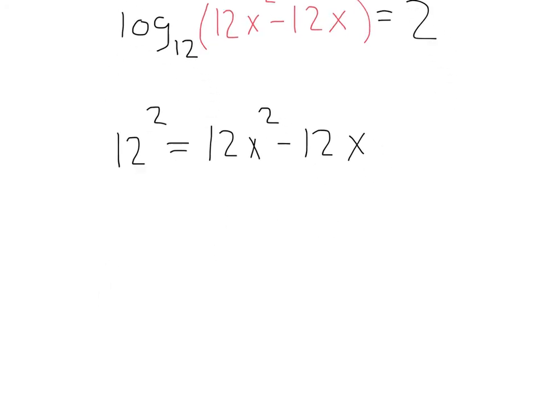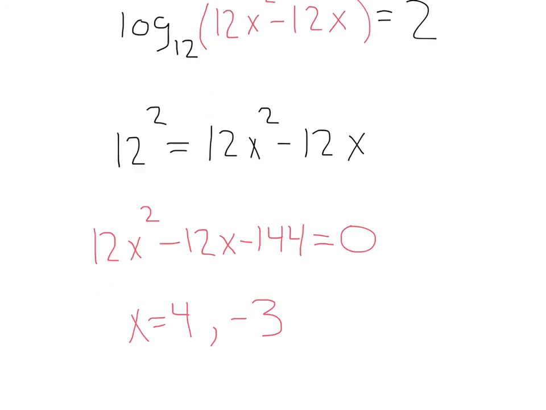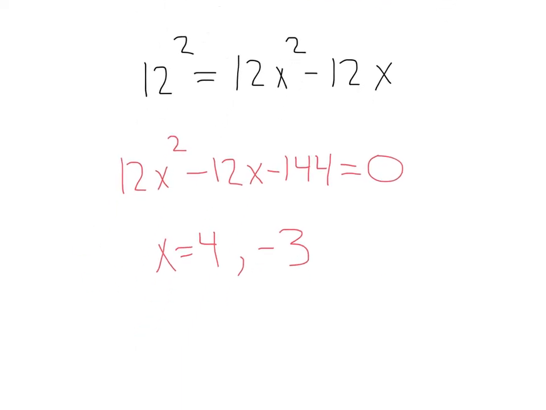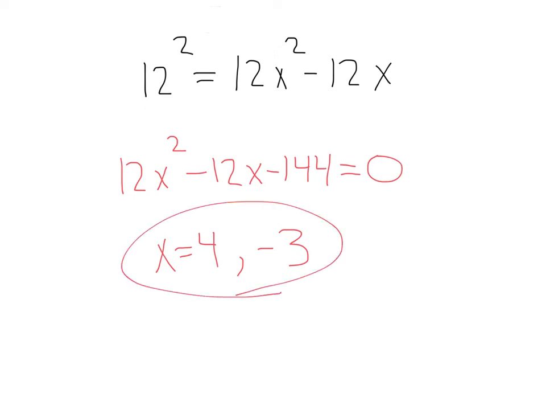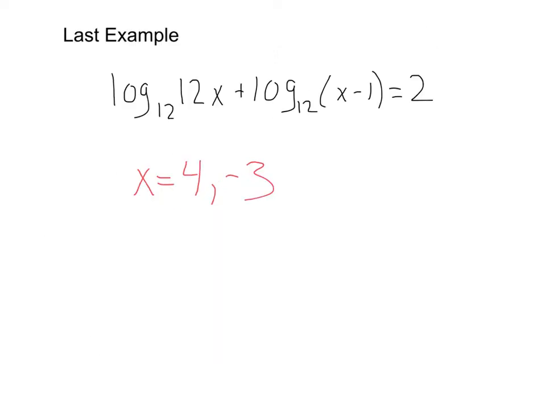From there, let's just go ahead and solve like a normal quadratic. Doing that, we get 12 squared, 144, subtract that over. We're going to get 12x squared minus 12x minus 144 equals 0. We can factor that out or use the quadratic formula, and we're going to get answers of x equals 4 and negative 3. But we do need to check for those deceptive extraneous solutions.